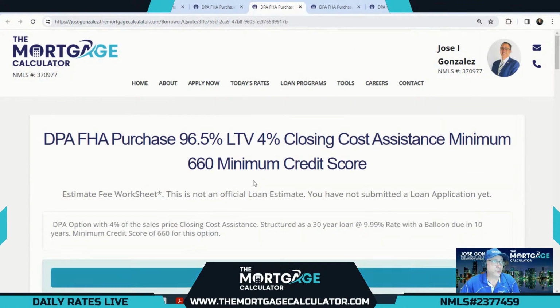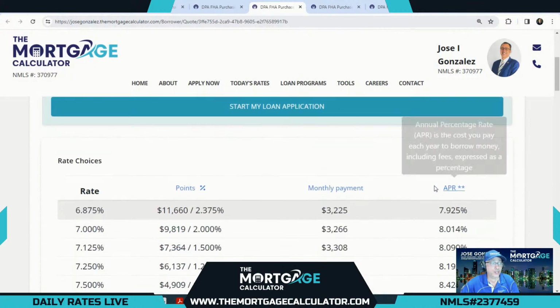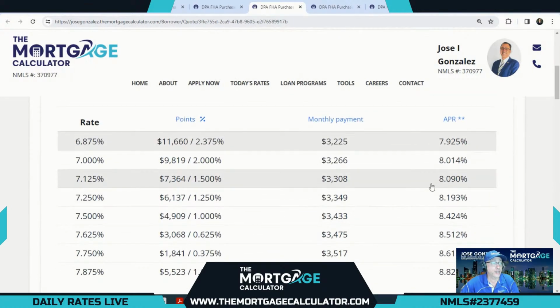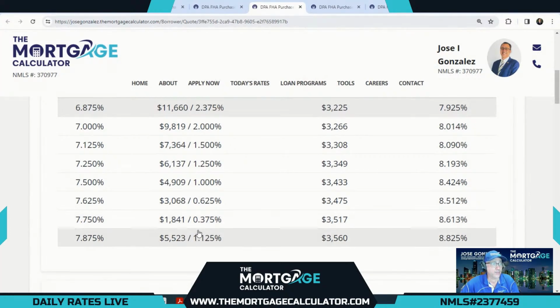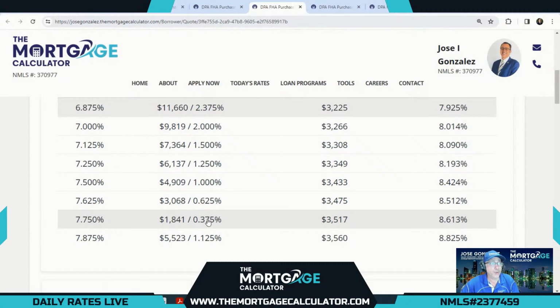So now we have the same closing cost assistance. This time it's 4%. Same scenario, just a little bit more money. So now you see pricing changes a little bit. You got 7.75. I don't know how that one slipped in there, but 7.75 is our lowest cost option at 0.375. So this is still a very good program.